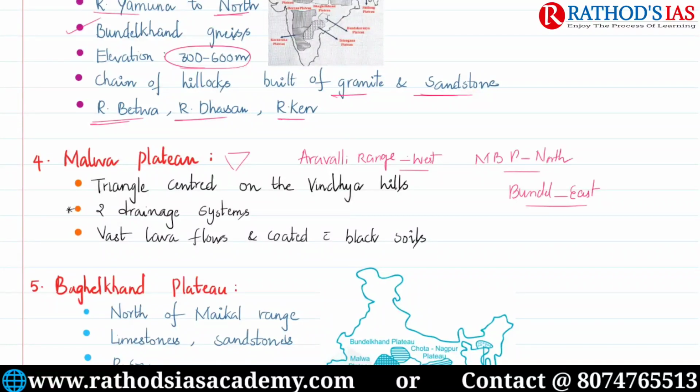And this plateau has two drainage systems. For example, you can see the rivers which are flowing into the Arabian Sea as well as rivers which are mainly draining to the Bay of Bengal. The rivers draining into the Arabian Sea include Narmada and Tapi. And if you see the Bay of Bengal, they include Chambal and Betwa. In this region we can see the vast lava flows which are coated with black soils. And if you see the elevation here, it mainly decreases from south towards north. So this is about Malwa Plateau.